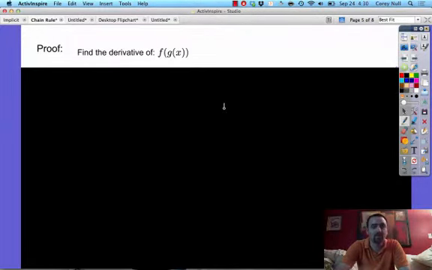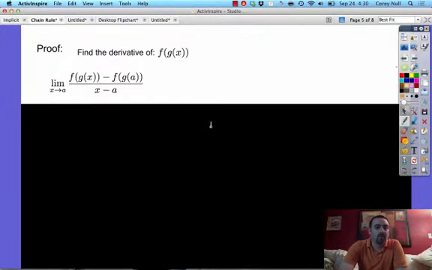Okay, let's do a quick proof. The proof is somewhat easy and somewhat hard, but I at least want to verify to us that it works. This is the limit we're trying to find. We're trying to find the derivative of the entire function, using the x going to a version of the limit definition of the derivative: f of g of x minus f of g of a, all divided by x minus a.